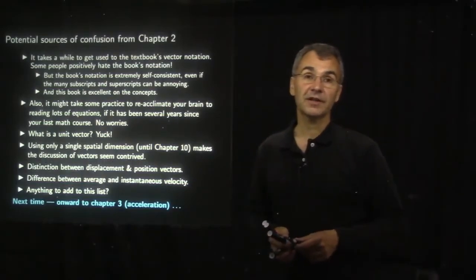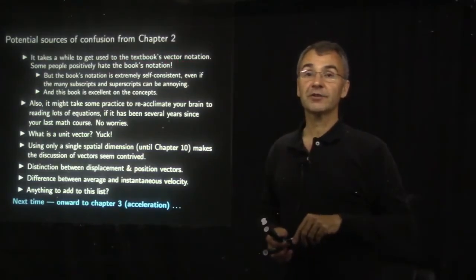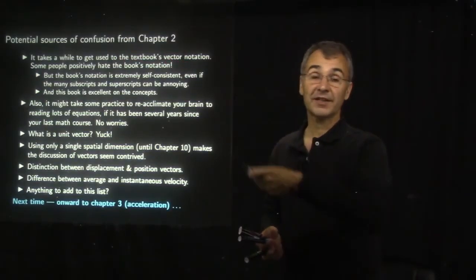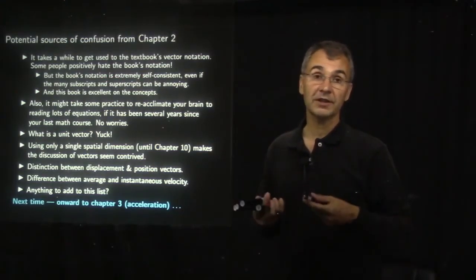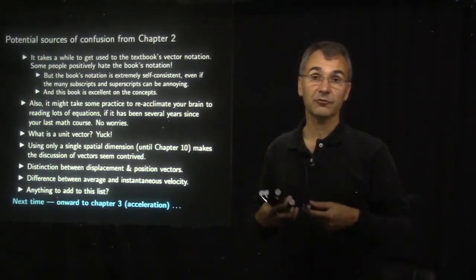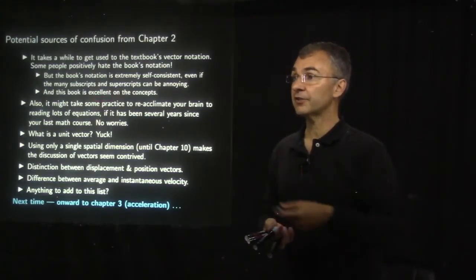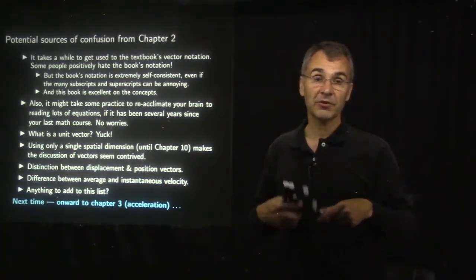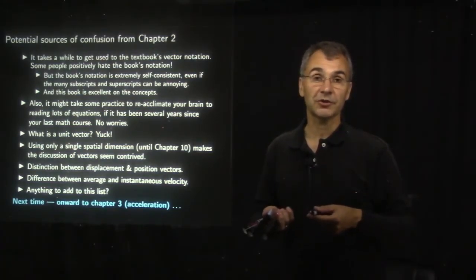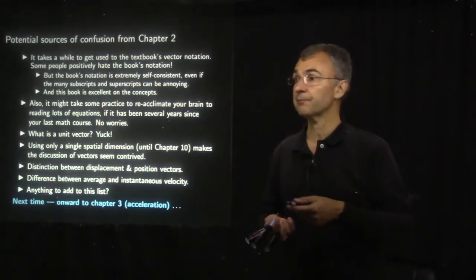So here are a few things that I think over the years people have found confusing about chapter 2. It does take a while to get used to the vector notation. Some people really dislike it with all the subscripts. But it is extremely self-consistent. So once you learn how to read it, then other equations will just make sense because they're all labeled in the same self-consistent way. So even if there are a lot of annoying subscripts and superscripts like I for initial, F for final, and then the X direction and average and so on, the same notation is used highly self-consistently throughout the book. So even if you don't like it, you'll appreciate how self-consistently it's used.